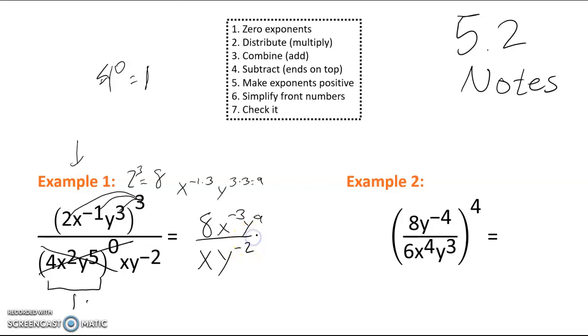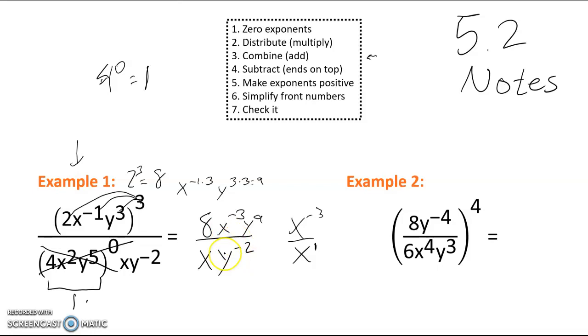Now from here, normally, if we had any x's or y's on the top to combine, to multiply together, we would combine those. But since I don't, I now have to deal with these negative exponents. You have a couple of different options here. We have x to the negative 3 on top over x. Remember, when we have a number on top over a number on bottom, we subtract the exponents. So if you wanted to subtract negative 3 minus 1, or do 9 minus 2, you could do that.